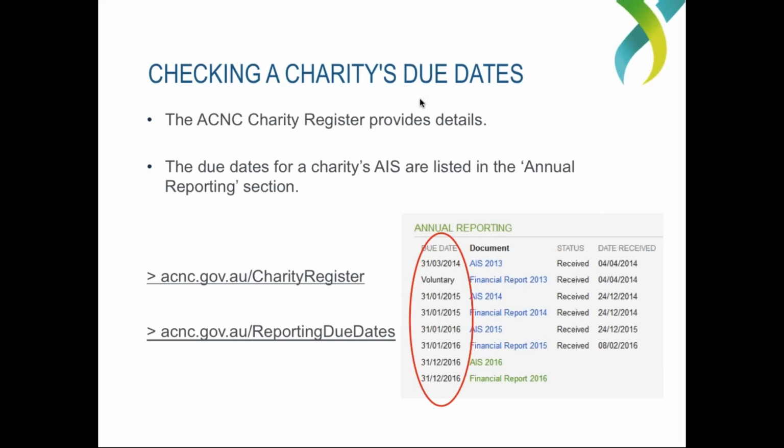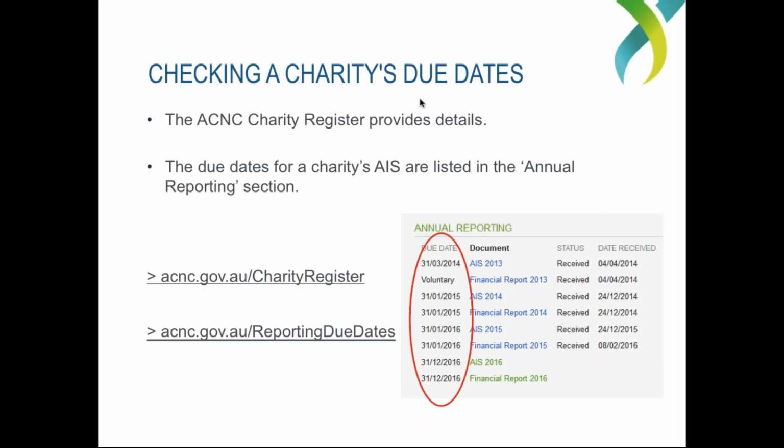So it'll tell you the due date, the document that's required, which is your annual information statement, and also a financial report as well, if need be. It'll tell you whether or not that's been received, and if it has been received, it'll tell you the date that we received it.